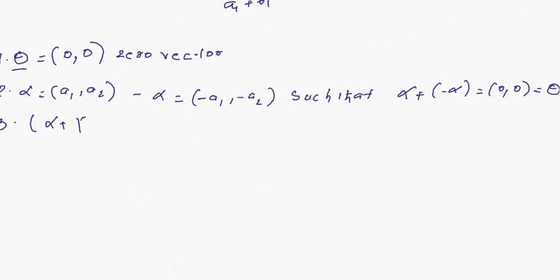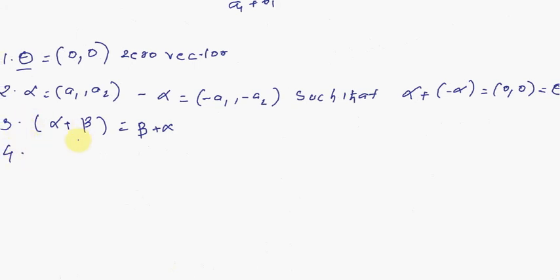Another property we would expect is that alpha plus beta, if alpha and beta are both vectors, is the same as beta plus alpha, that is, they commute under vector addition. The fourth property we would expect is that if I multiply a scalar k to the resultant vector of alpha plus beta, it would be the same as first scaling the alpha vector by the scalar k, then scaling the vector beta by the scalar k, and then adding those two vectors. I hope you are getting it. This is all I'm jotting down, the expected properties of vectors.